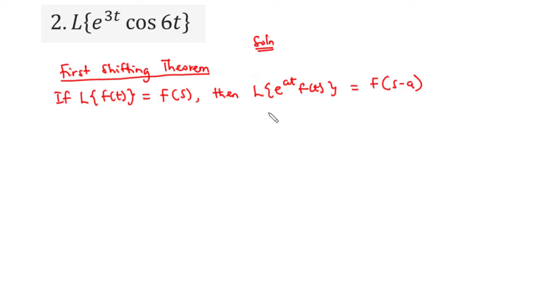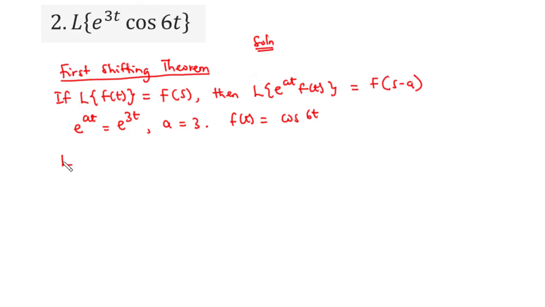Therefore, we can relate the two so that e to the power at is equal to e to the power 3t. We can say a is equal to 3, and then f of t is equal to cos 6t. So first of all, what we are going to do is to find the Laplace transform of f of t.